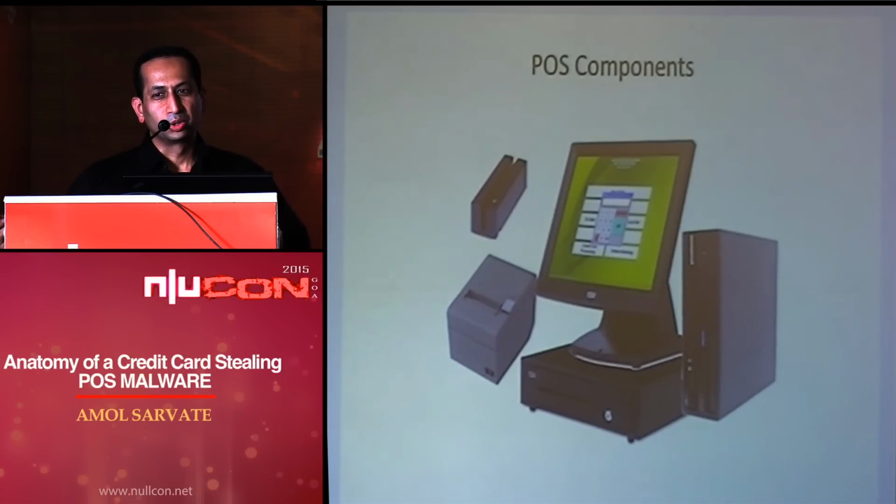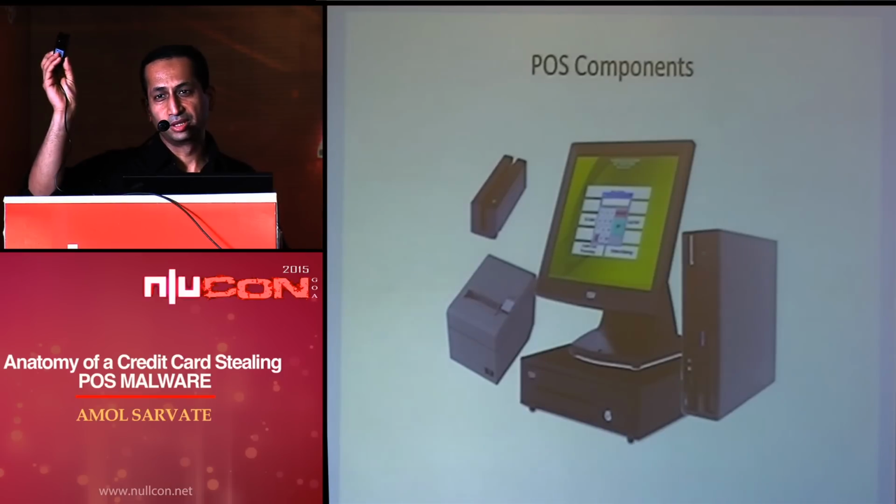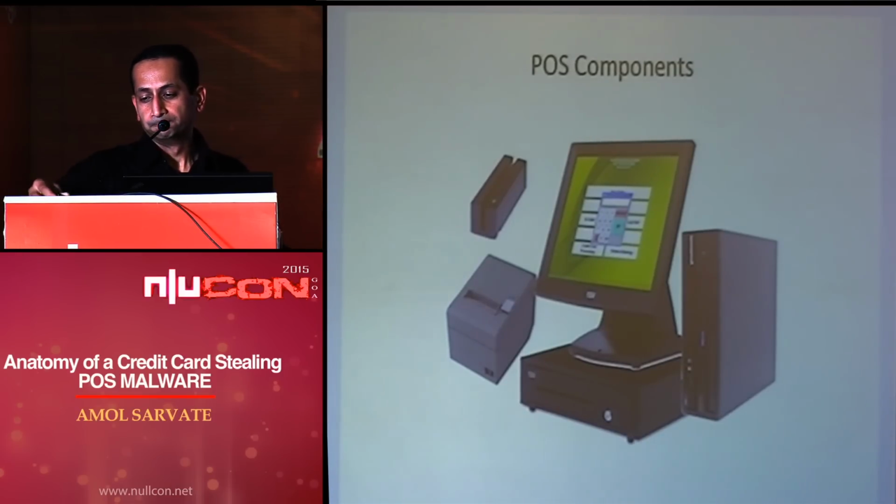So when you go to Target or Reliance or anywhere to do your grocery shopping, when you check out, what you see is that at the counter there is a typical touchscreen interface. There is a thermal printer, there is a cash register that opens up, and there is a CPU, and there is a card reader, something similar to this. So this is your typical POS system.